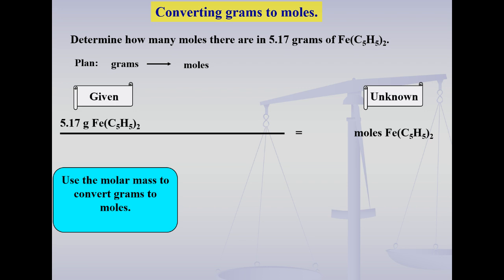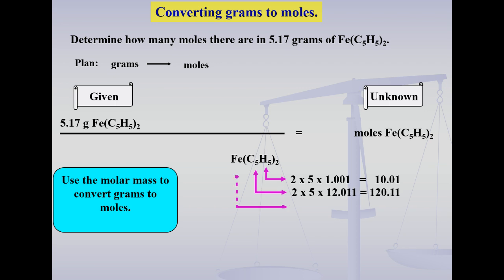Anytime, and it doesn't matter what kind of problem you have, anytime you have grams in the given or grams in the unknown, you're going to need the formula mass of that substance. So we have the ferrocene. There are 10 hydrogens, there are 10 carbons, and 1 iron. Add those all up to 2 decimal places, and that gives us 185.97 grams over 1 mole. That is the unit, grams over 1 mole. Now notice the 1 isn't written, it's inferred.